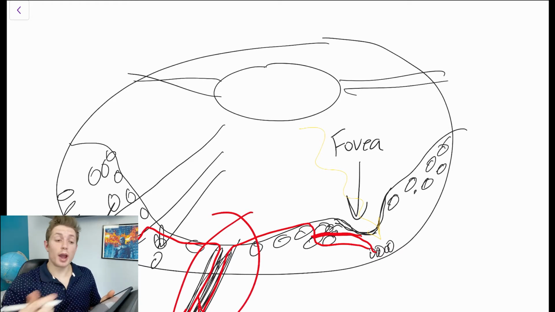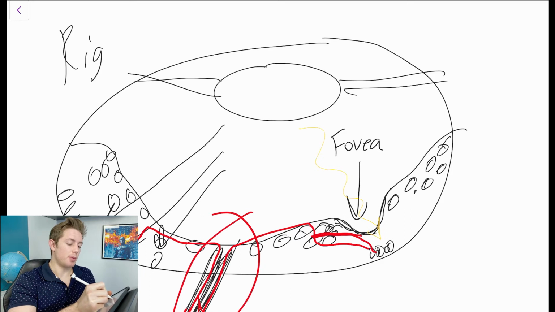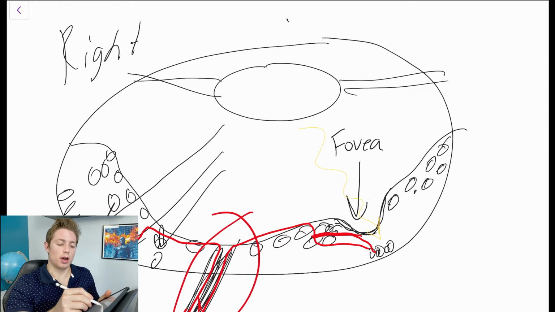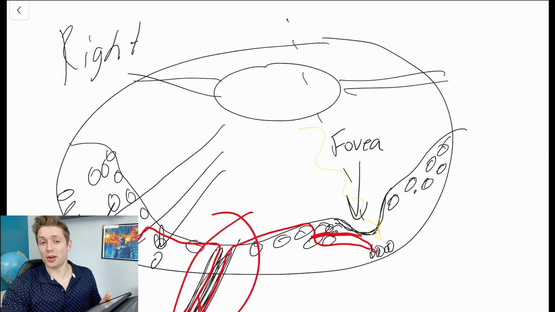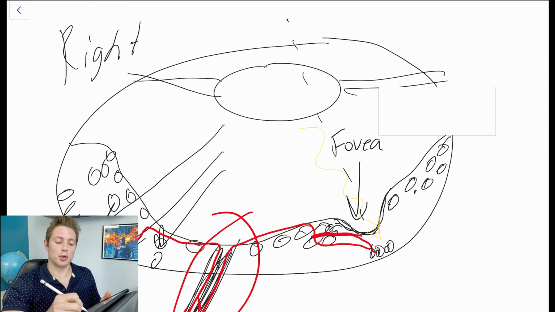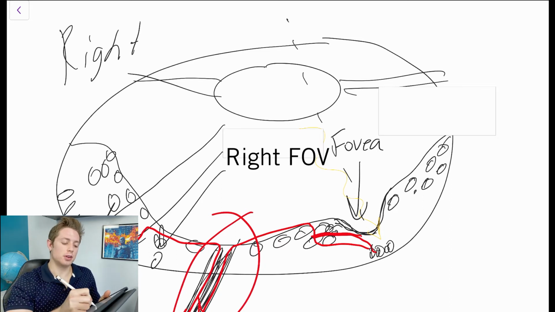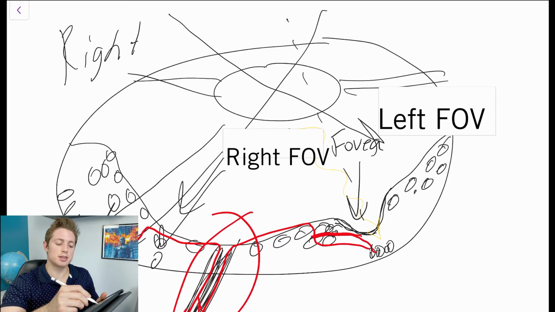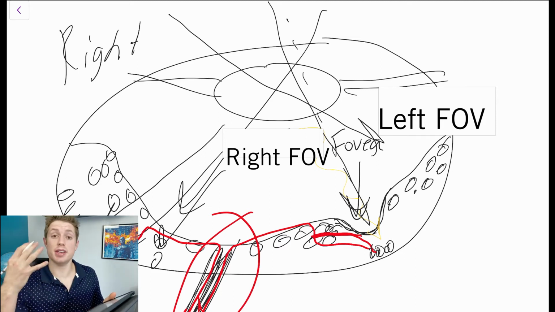So if this is the right eye, I'm not sure if I mentioned that previously that I'm drawing, you should be able to predict that this fovea is getting rays from the very center, where I would draw the division. This was not drawn super well. The division of this is your right field of view, and this is your left field of view. Over here, rays of light would be coming like this and like this. And so this fovea actually ends up being the center of our vision.